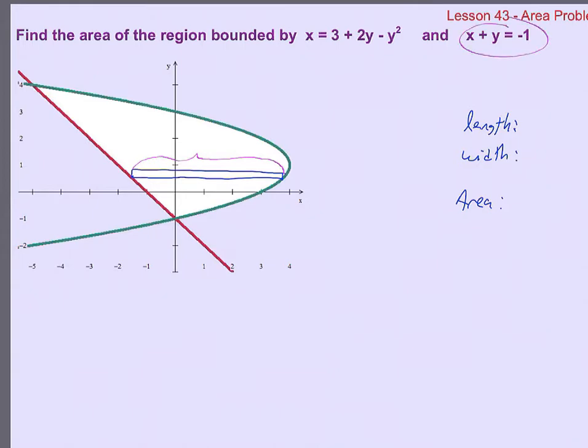This other one, if I want to talk about this x value here and subtract it from this x value here, I need to have this one, which comes from this equation, written in terms of x. So that's what I'm going to do, which is not hard. I'm just going to write this as x equals -1 minus y. And so now my distance, the length of that rectangle, is the higher x value, 3 plus 2y minus y squared, minus the lower x value, which is -1 minus y.